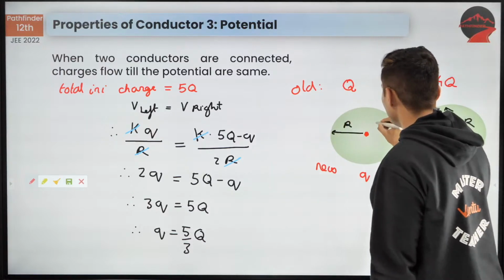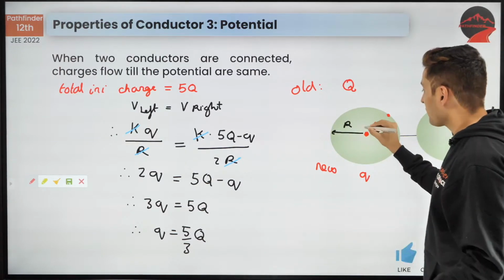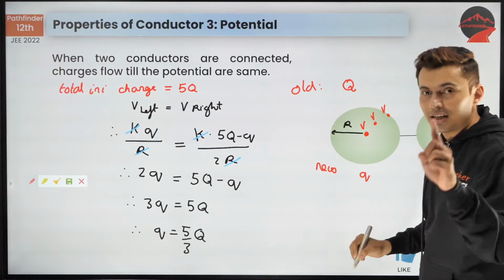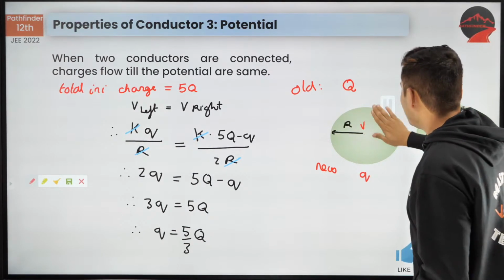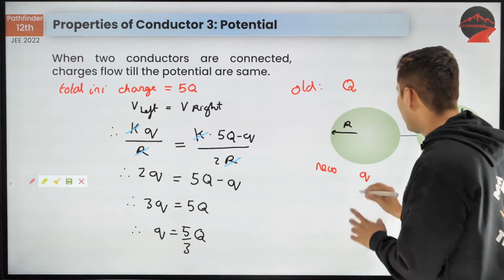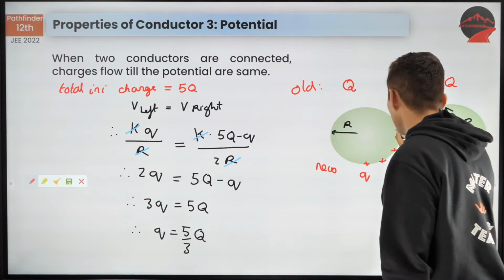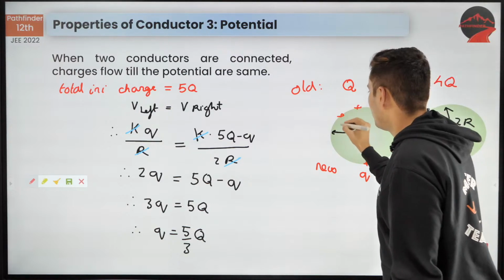Remember, the potential here, here, here is the same. All of them will have the same potential because they are part of the same sphere. Usually it's easy to understand if you look at it like this. This q charge will distribute like that. This q charge will distribute like that.